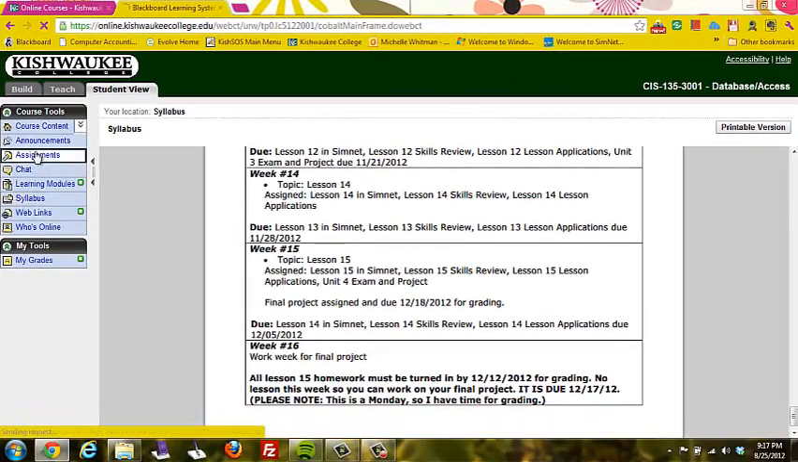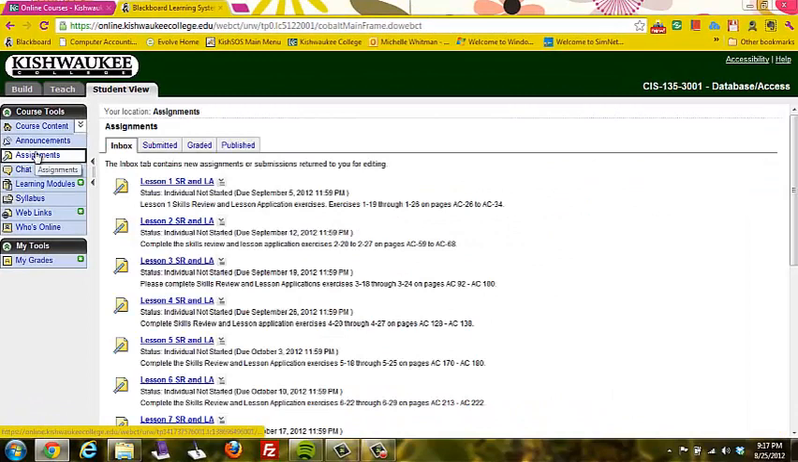The assignments area over here lists all of the assignments. You'll notice that you have 4 tabs: inbox. And once you've submitted your work, it'll be in the submitted area, and once I've graded it and given you feedback, it'll be in the graded area.